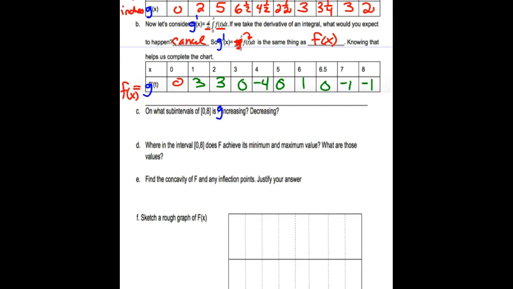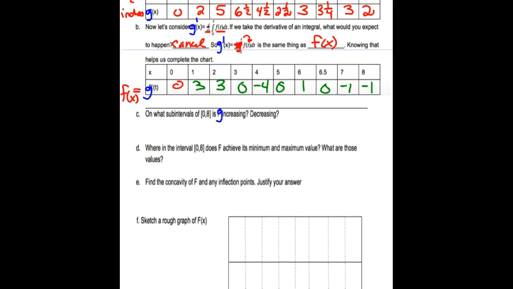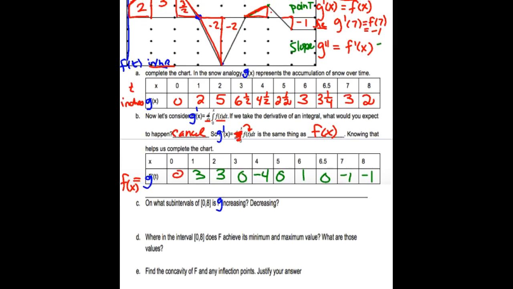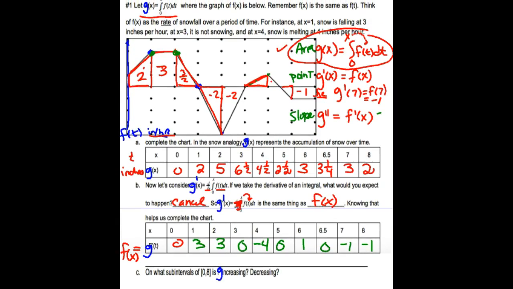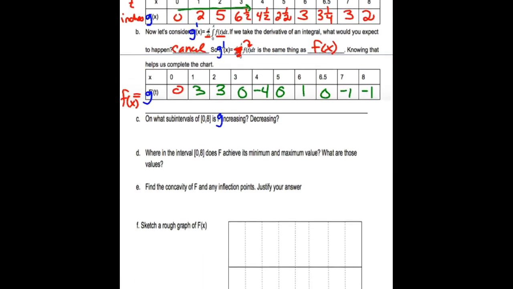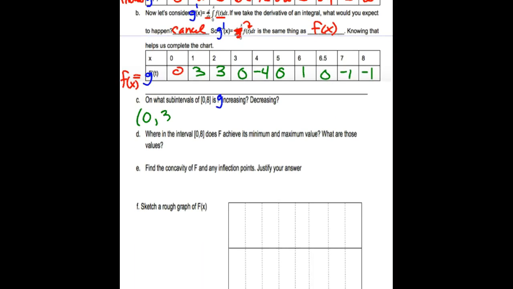So now I'm being asked, on what subintervals is G increasing? The one that's accumulating snow. So G is increasing when, let's go back up here. You can kind of think of it as a snow analogy, or you can even look at your chart. It's going up, it's going up, it's going up, it's going up, and now it starts to go down. G is increasing in this whole region right here. Why is that? It's because that's where G prime, which is F, is positive. So I've got an increasing amount from 0 to 3 union.